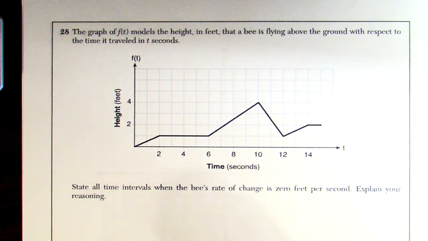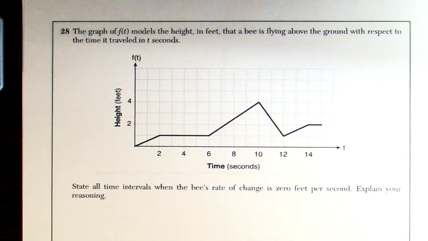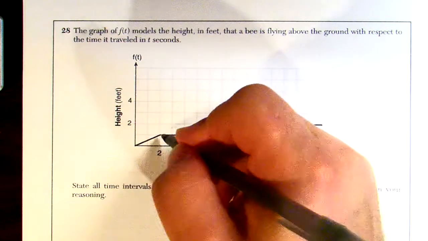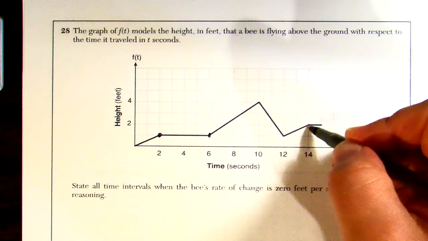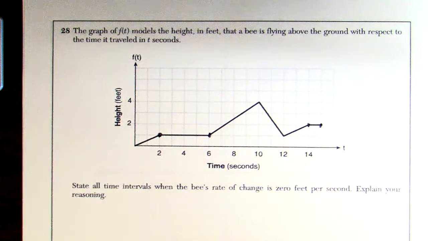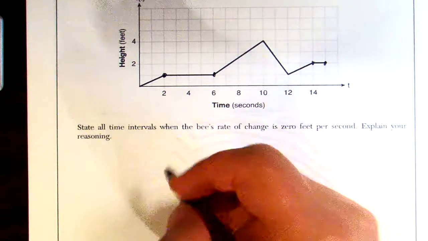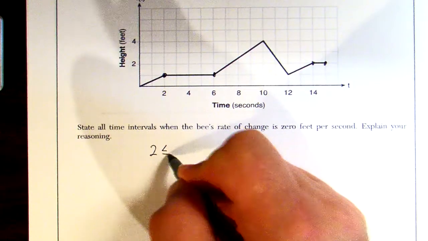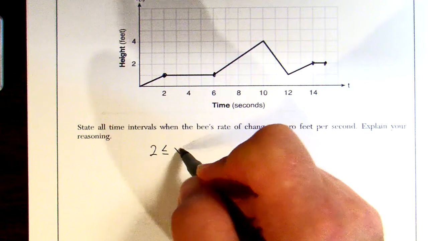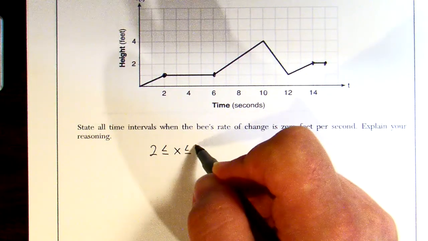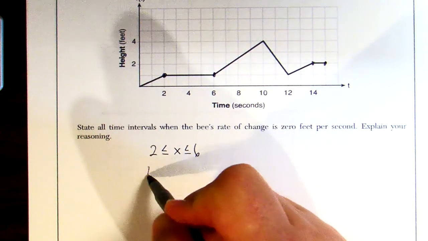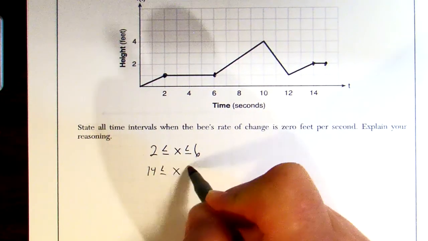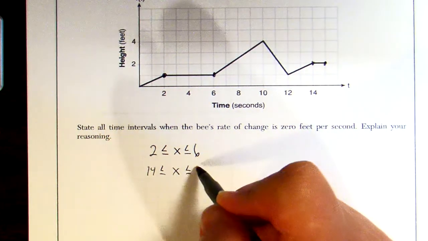Explain your reasoning. 0 feet per second would be all horizontal lines, so lines that go completely straight from left to right. So I'm looking right here from 2 to 6, and I'm looking here from 14 to 15. So the way I could write that is from 2 less than or equal to x less than or equal to 6, and from 14 to 15. So it'll be 14 less than or equal to x less than or equal to 15.